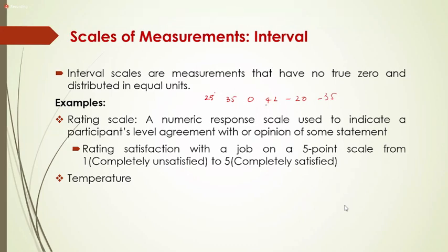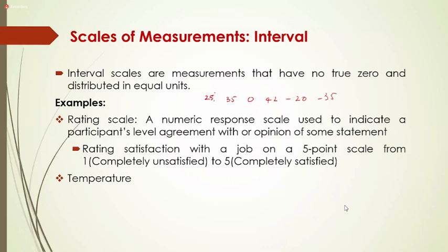But in the temperature case, 0 has no true 0 value, right? This is a different value. So in our measurements, the interval scale measurements are numerical values. The only difference is there is no true 0. The 0 does not have a fixed meaning. That is an arbitrary 0 value. So if this is the case, then we can say that the scales of these measurements are interval.